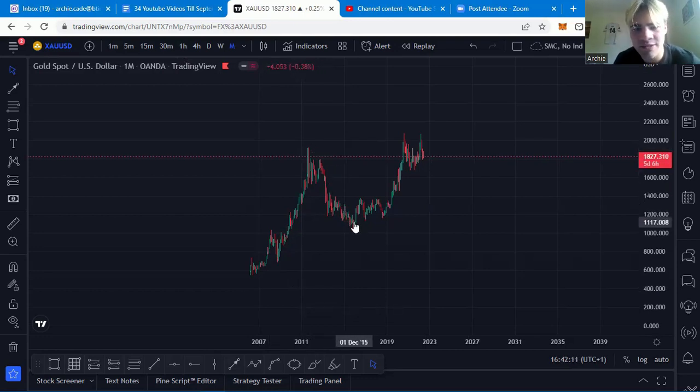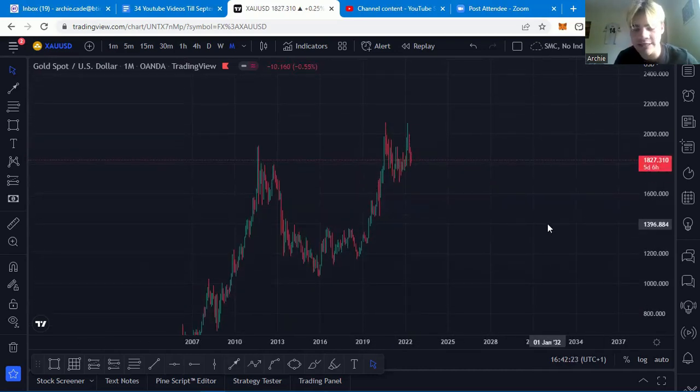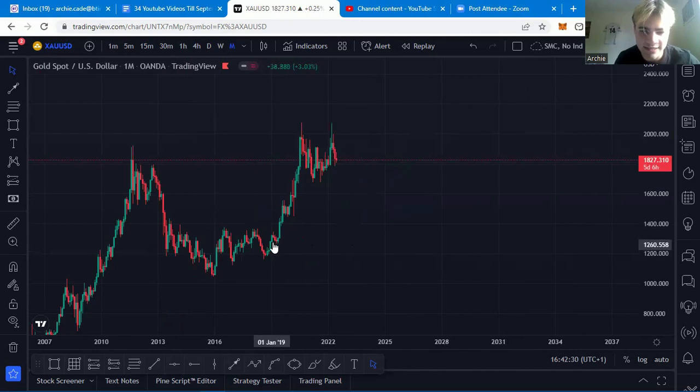And we saw a massive descending channel, a massive retracement through to 2016, and a continuation to the upside from the latter years, when I've actually been trading myself. So I've been trading gold for the last 3 years, pretty much every single day. So I've basically been trading since 2019 through to the present day.